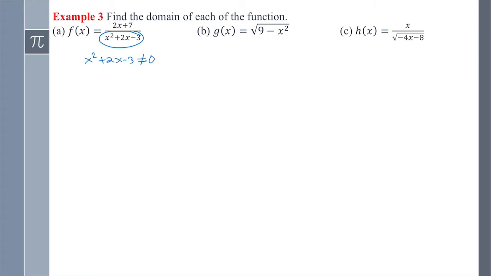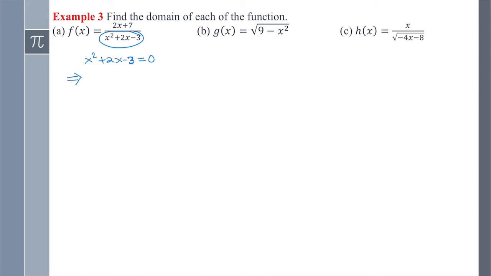Okay, but it's hard to find all the numbers that make this quantity non-zero because you will have infinitely many numbers. So what we do is we'll find the numbers that make this quantity zero. We are going to write x squared plus 2x minus 3 equals 0, and find the values of x that make this quantity 0. And then when we write the domain, we'll just avoid those numbers and list the domain. So let's go ahead and solve this quadratic equation.